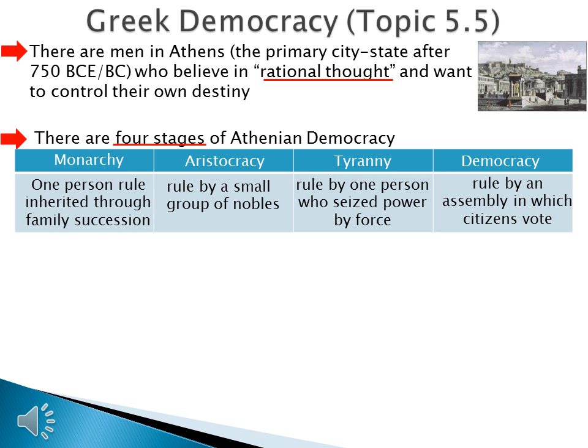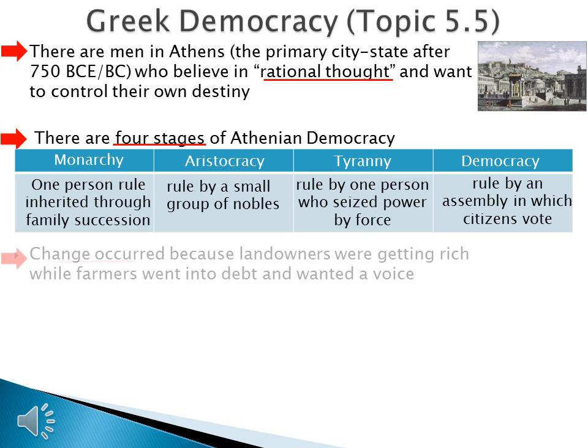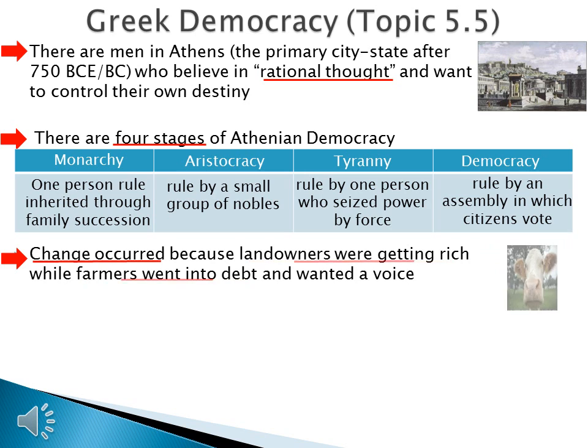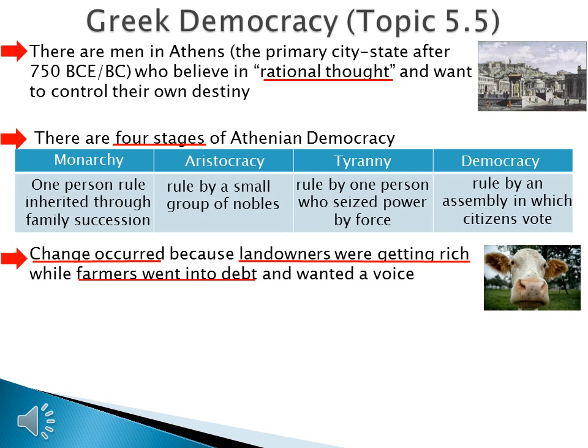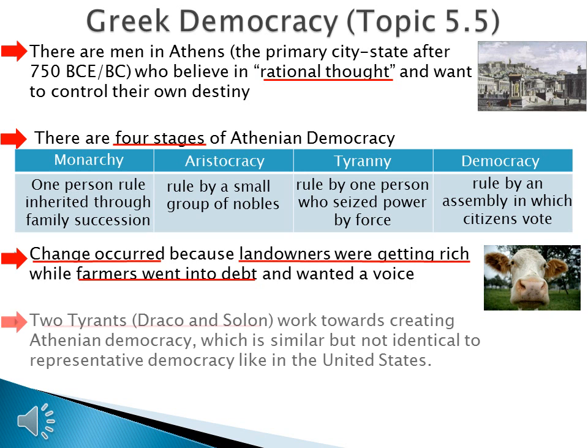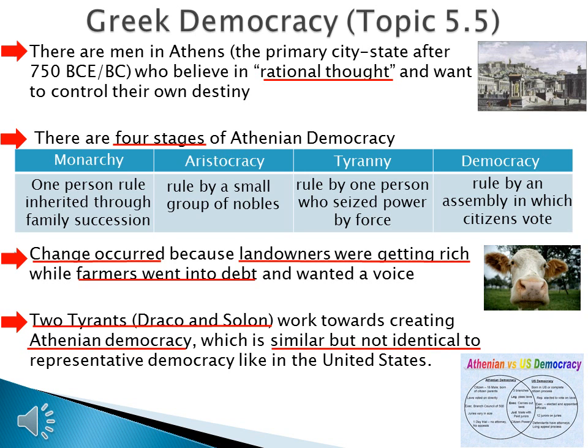But how do we make these changes? Well, change occurred because landowners were getting rich while farmers went into debt and wanted a voice. You will see this time and time again throughout the rest of World History 1. Finally, we have two tyrants, Draco and Solon, who worked towards creating Athenian democracy, which is similar but not identical to representative democracy like we have here in the United States. Go to the next slide.